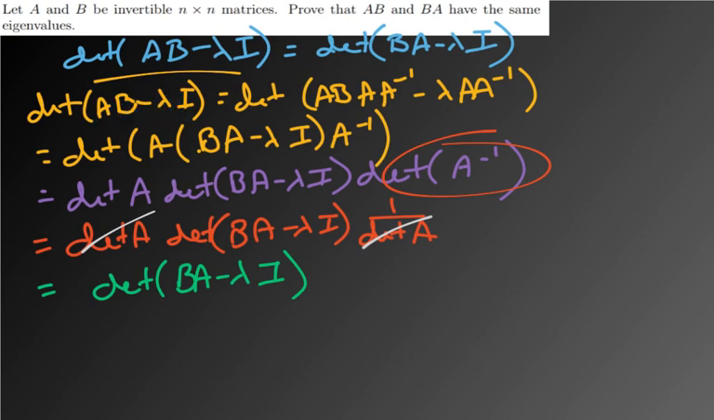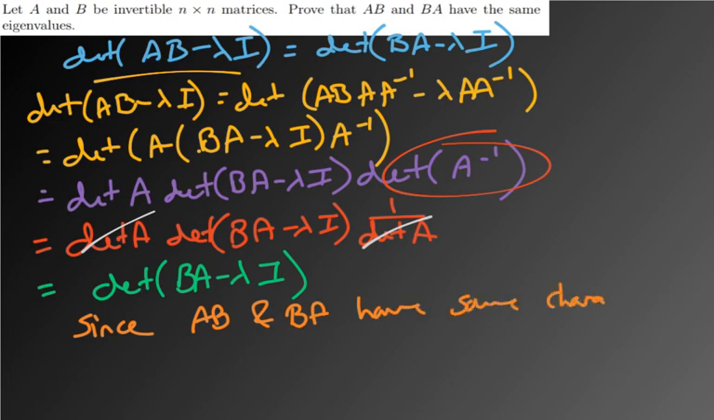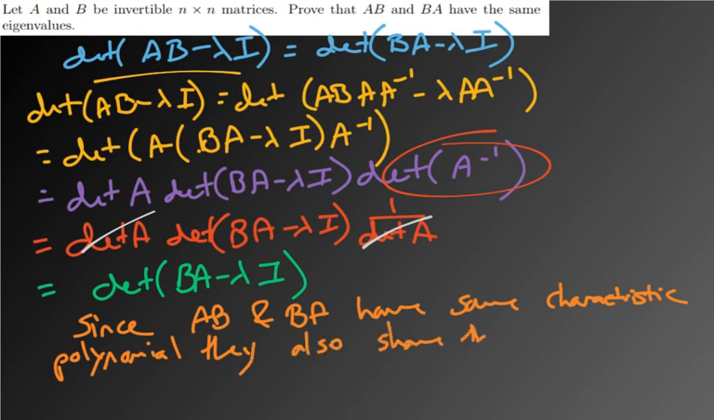And you could sum it all up and say something like, since AB and BA have the same characteristic polynomial, they also share the same eigenvalues. Which is a cool little proof. So basically it's just determinant properties, that's what it boils down to. And this step is clever. Trying to figure out how you're going to get that into the problem is kind of tough. So I guess it's these two steps together.